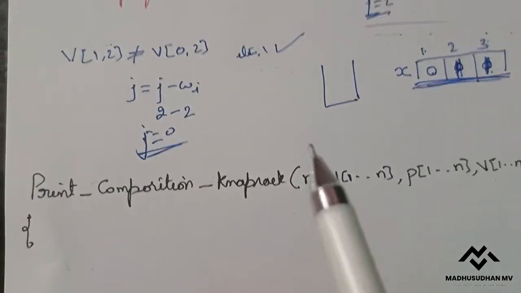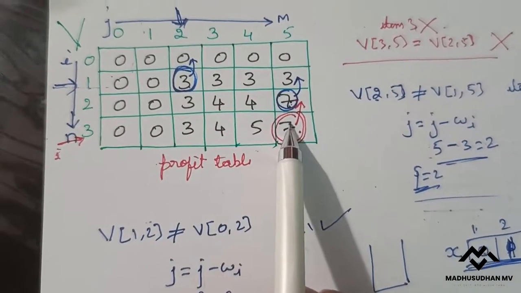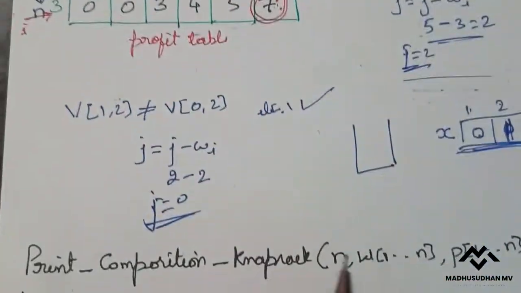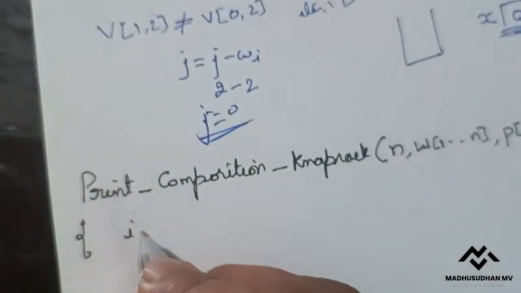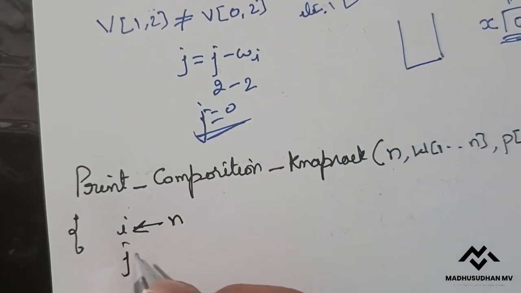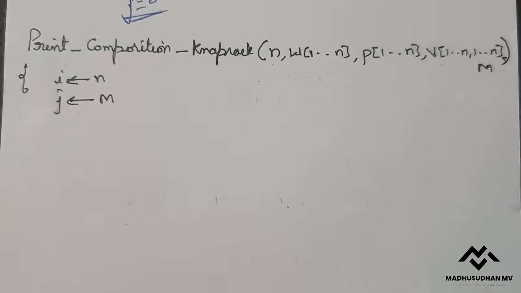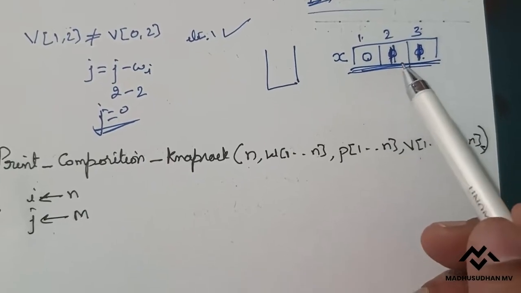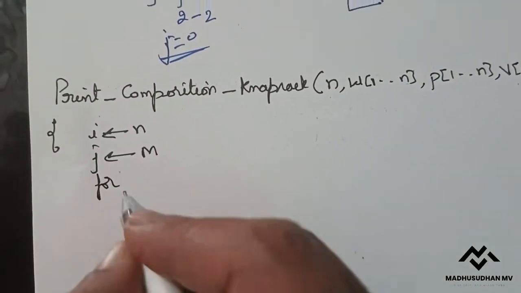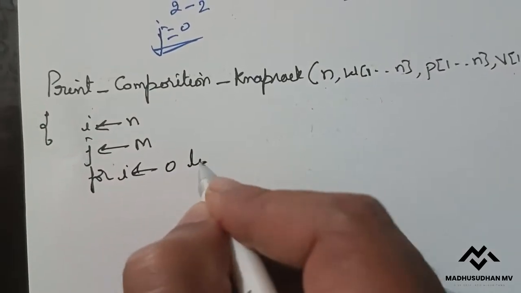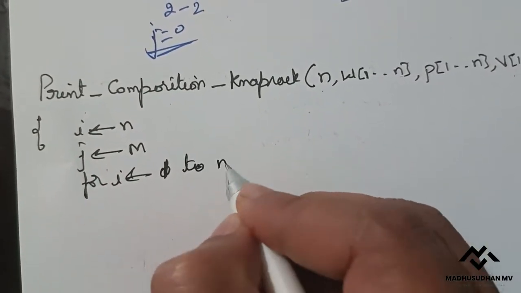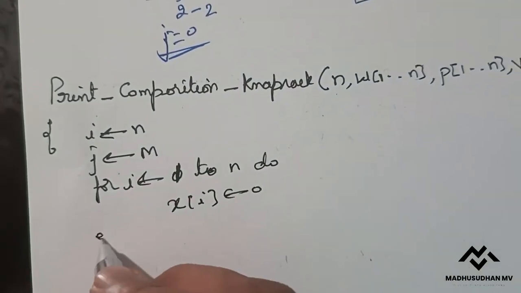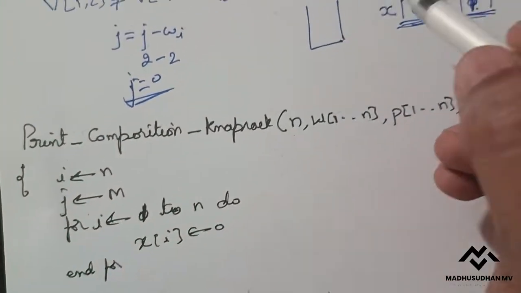Now initially, we come to the last column. That means I is equal to 3 and J is equal to M. So in general, I is equal to N and J is equal to M. First initialize I to N and J to M. Then, in order to make all the entries of this solution vector 0, I will use one for loop: for I is equal to 1 to N, X of I is equal to 0. This is just to initialize to 0 first.